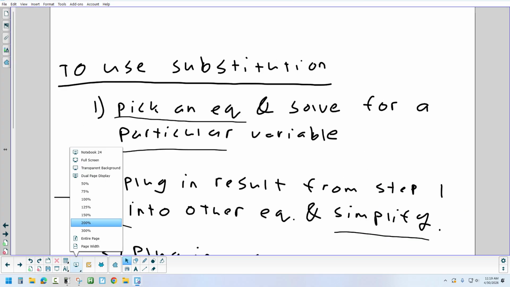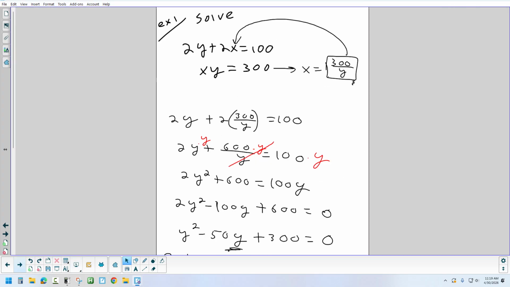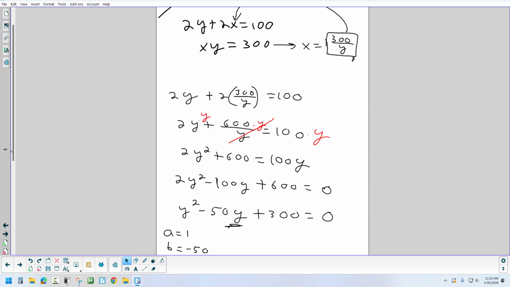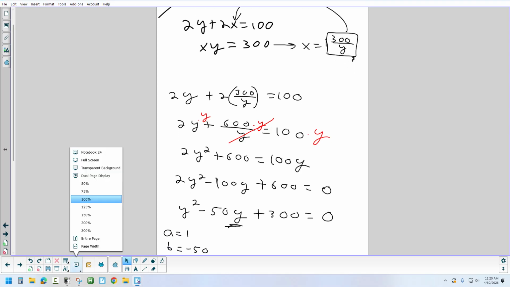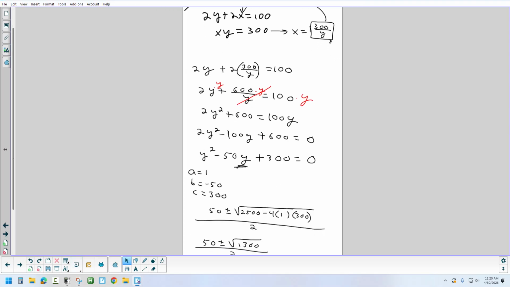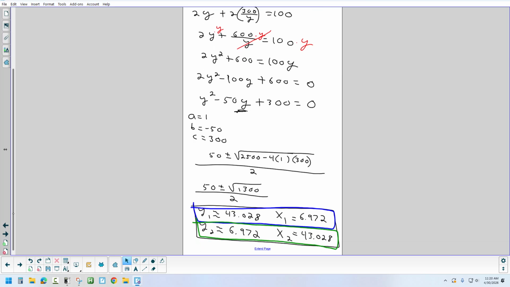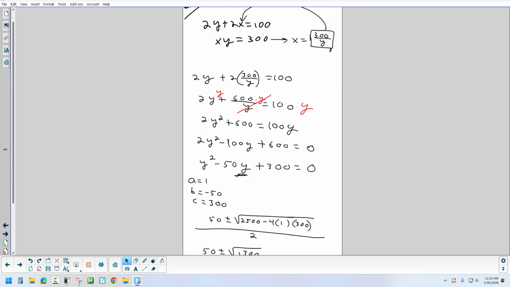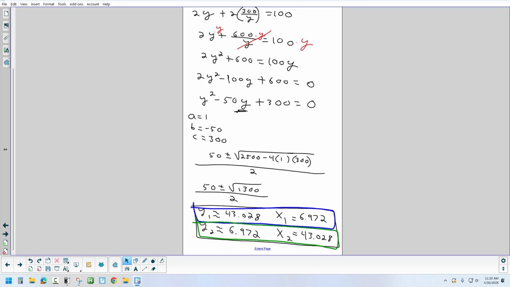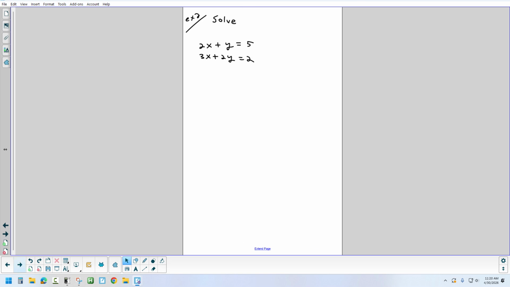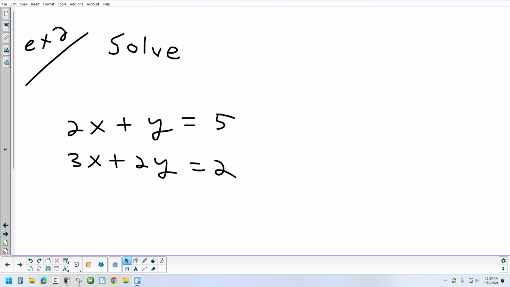Okay, so that system was a little bit harder because we did have to solve the quadratic there. But once we solved that, that was the hardest part. If you don't have a quadratic, you're not going to end up with a y1 and a y2. You're just going to end up with a y, and you'll just end up with an x. And that's what we're going to do in the next one. It's just going to be linear. So let's try this one.